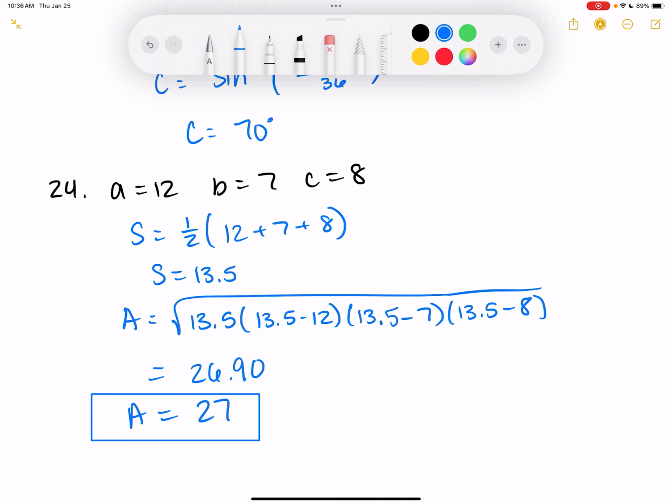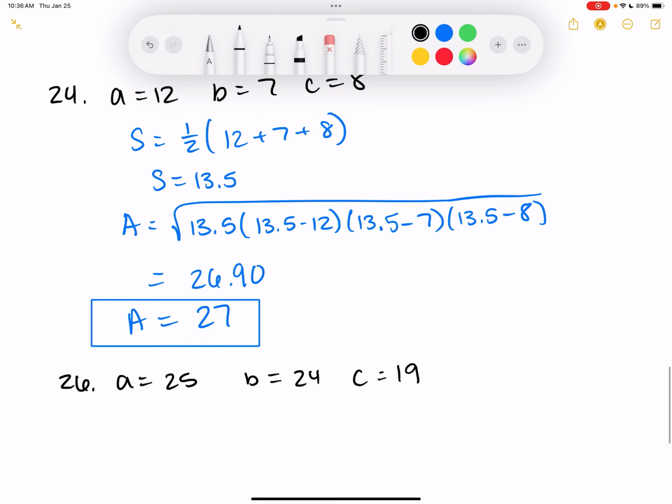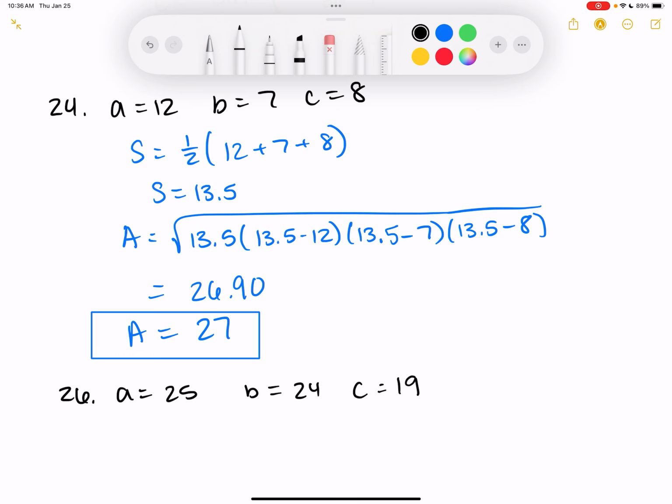All right, we'll do one more. I'm going to have you try this one by yourself as well, just to make sure you got the process down. These ones are pretty easy, but A is 25, B is 24, and C is 19. So take a minute and work that one.